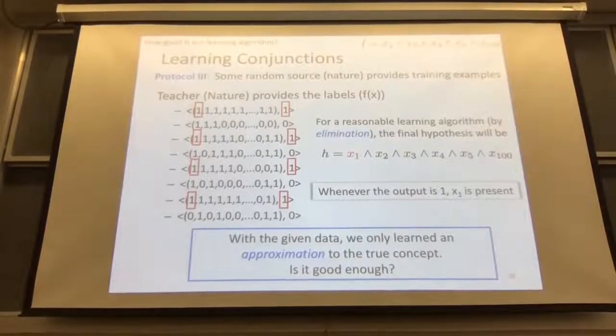So the thing to note is all we have is this data set. I'll get to you in a minute. All we have is this data set, and we did not learn the true function. The true function did not contain x1. The learned function contains x1. We have only learned an approximation of the true concept. And the question we have to ask ourselves is, is H good enough? How many mistakes can H make in the future?